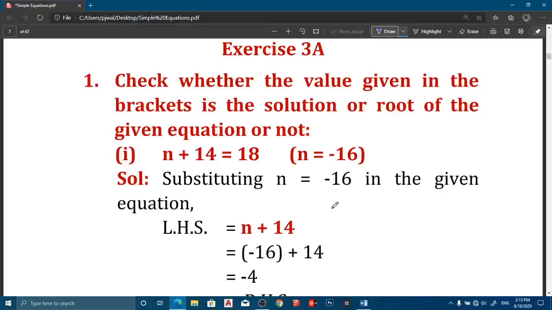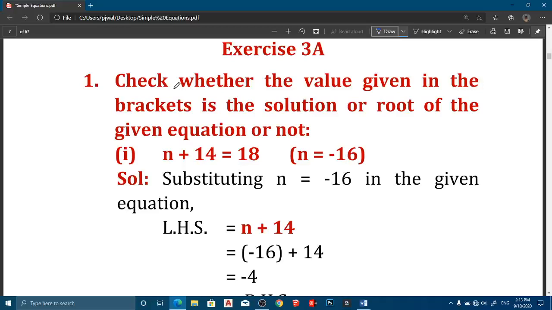Morning, students. Up to the previous session, I have explained some of the concepts about simple equations, and I have given some introduction about algebraic expressions, equations, and the corresponding terminology also.